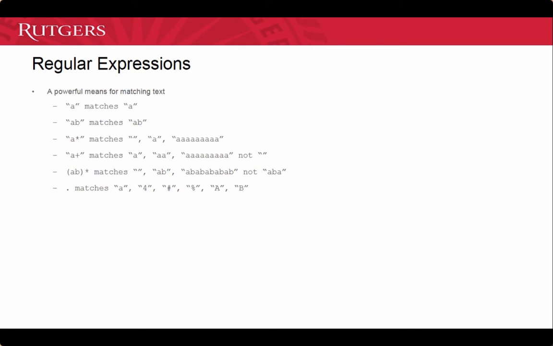So a dot is a special regular expression that matches anything, okay? It matches a dot, a letter, a number, it matches anything. Now, these are case sensitive, just so you know. So lowercase a matches lowercase a.